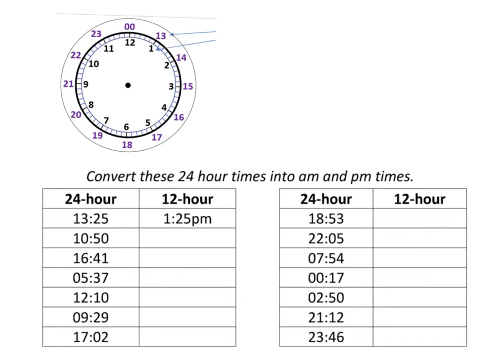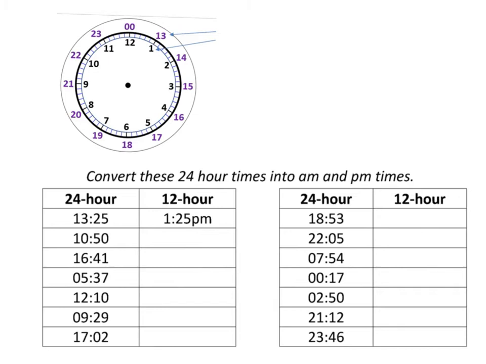Okay, so we're going to complete another few examples. So we're going to look at converting 24-hour times into AM and PM time. And when it's a 12-hour time, it's really important that you write down AM or PM. So there's an example completed for you. It says 13:25 on the 24-hour clock is 1:25 PM, and you can see that the 12 has been removed. So in the previous slide we looked at adding 12, but the 12 has been removed and PM has been added. So this is an afternoon time.